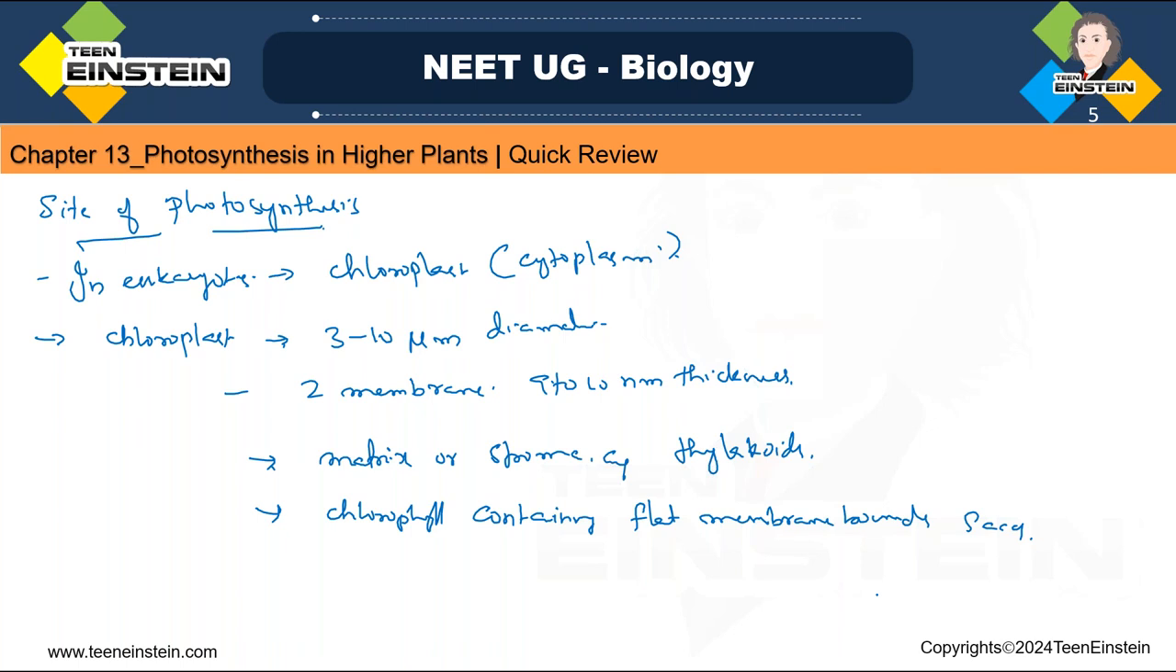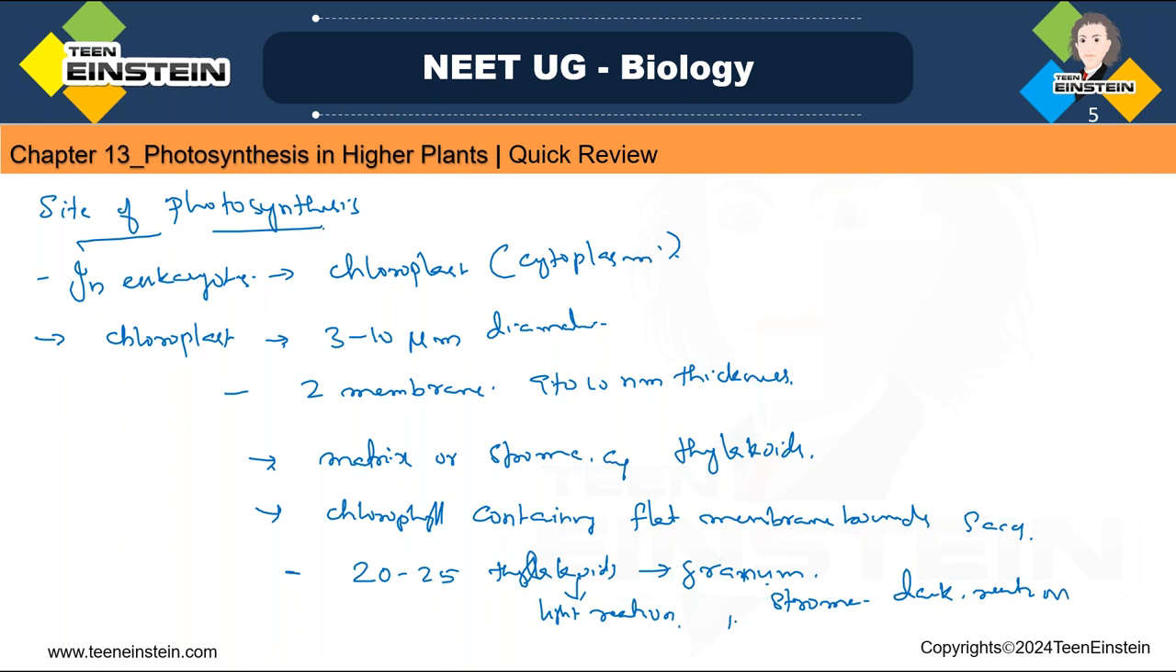So thylakoids are the chlorophyll containing flattened membranous structures or sacs which are present in the stroma. At some places, 20 to 50 thylakoid discs aggregate to form a granum. The thylakoids are the site of light reaction, because we know that the chlorophyll, the light capturing pigment, is present there. But stroma is the site of dark reaction.